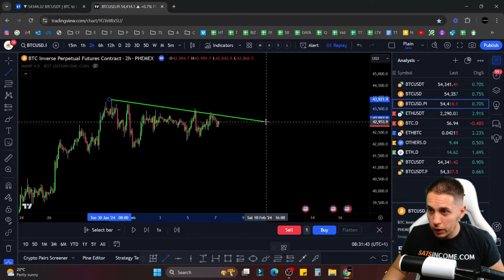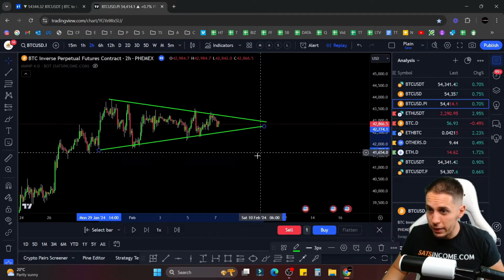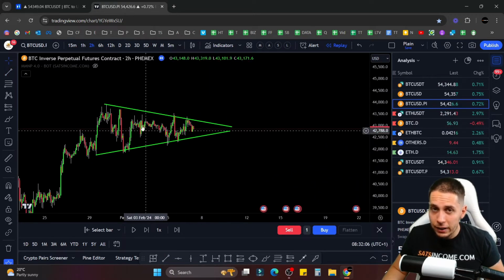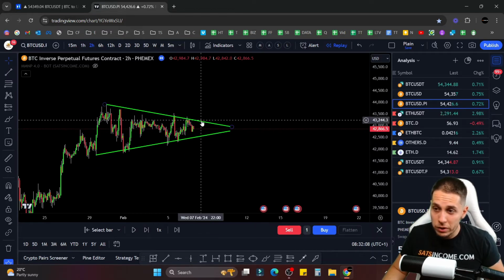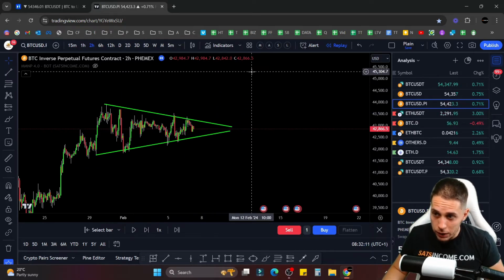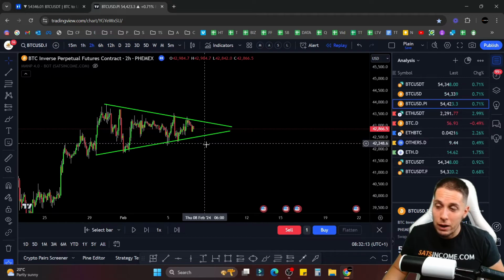This right here is what is called a symmetrical triangle. This triangle is 50-50, so there is a 50% chance that price will break to the upside and a 50% chance that price will break to the downside.